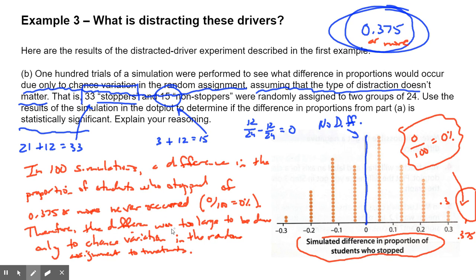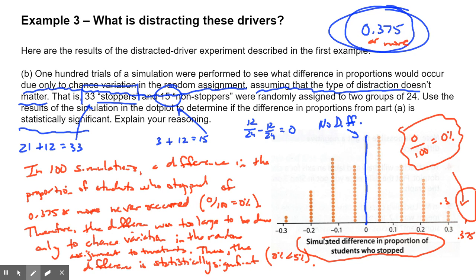So that's like objective 2, question 2. And then we just say, thus, the difference is statistically significant. And I will finish it with 0% is less than 5%. Again, that percentage we're always supposed to compare to.